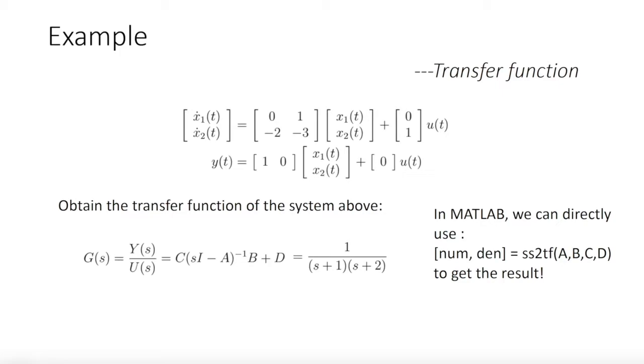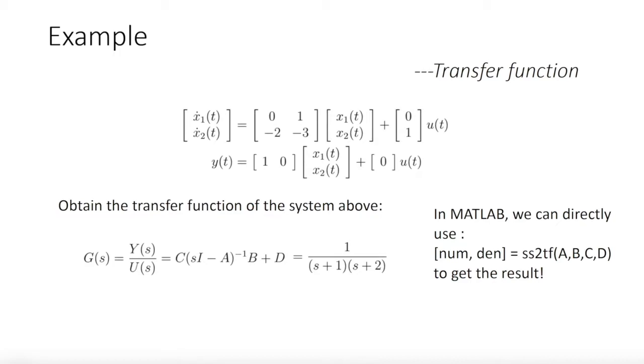The next concept is a transfer function. If we have a system x dot equal to A times x plus B u and y equal to C x plus D u, and we want a transfer function that connects the output of the system to the input of the system, the formula is C times (sI minus A) inverse B plus D.